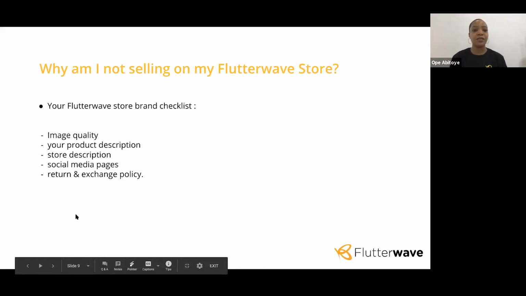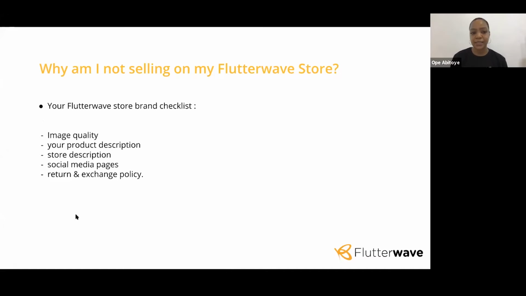And the third one would be the store brand checklist. Because you've had all of this, right? Image quality, your product description, store description. Another thing you want to note, to ensure that you are able to get out there, is your social media pages, right? Because everybody today either has an Instagram page or a Twitter page. And what you don't project or put out there, nobody knows about. If you're pushing your products on your social media, you're also pushing the link of your Flutterwave store that you have created. There's a reason you created it, right? For your customers to be able to make payments.